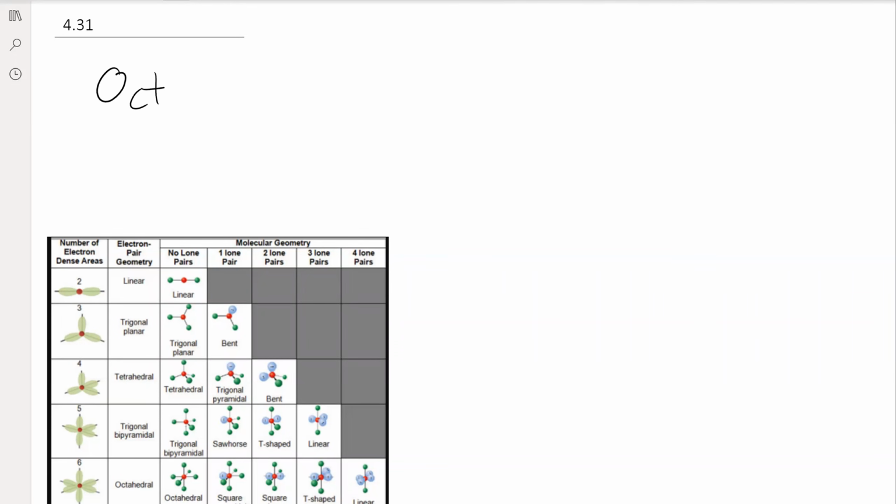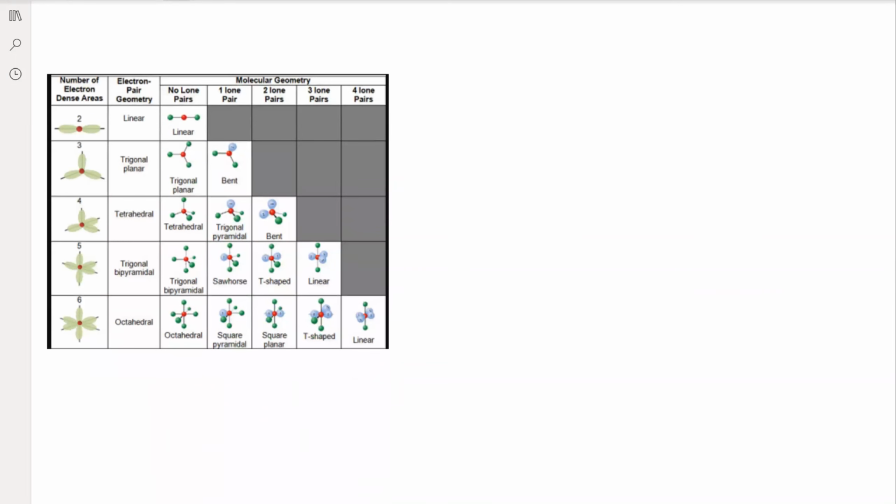All right, last shape of the day, octahedral. A lot of transition metals adopt an octahedral type of complex. So with octahedral, we have six electron dense groups, and all of them are atoms. So it looks something like that.